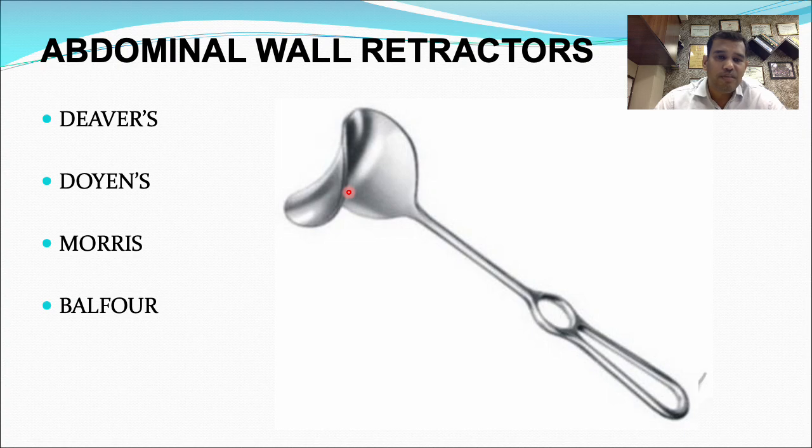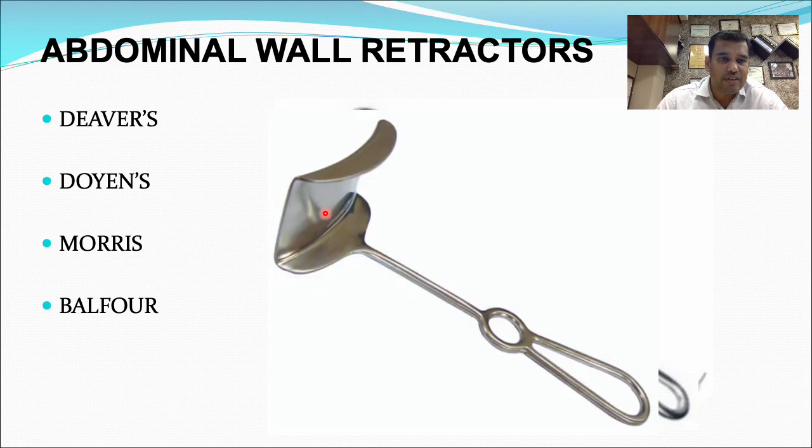The use is when you're doing an intra-abdominal surgery, some bowel anastomosis, some bowel resections, and any surgery that is intra-abdominal, you use this to retract the abdominal wall. Method of sterilization remains the same, autoclaving.